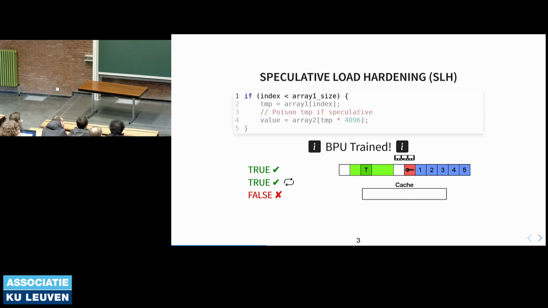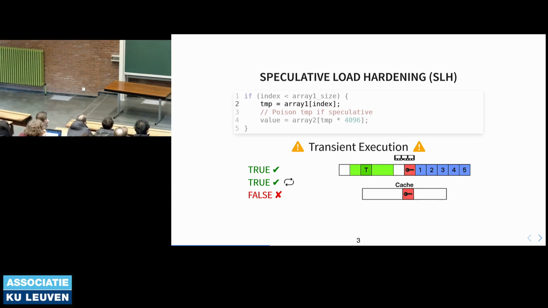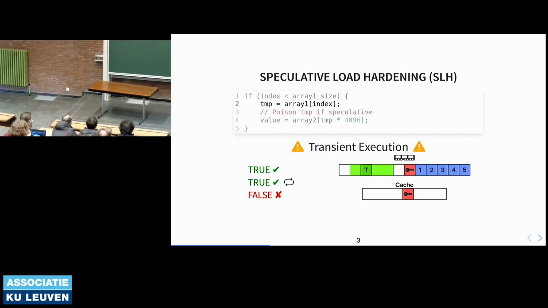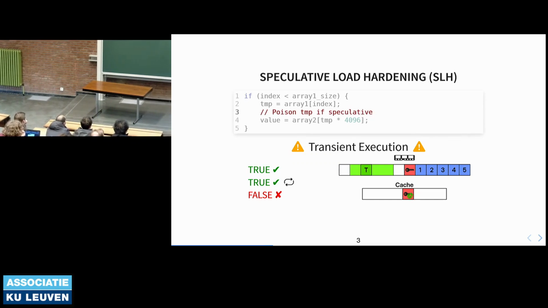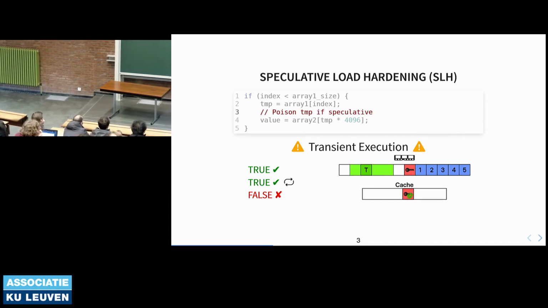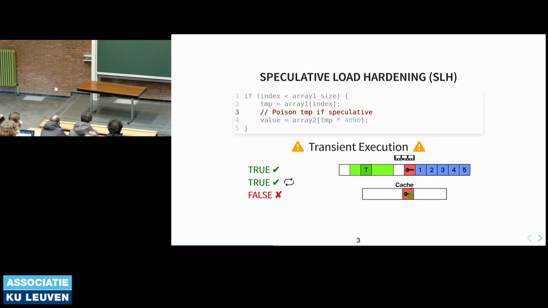And now it gets a bit different. When we have an index that's no longer in bounds, then of course we still bypass the condition. Speculative load hardening does not prevent transient execution. This means we still use the BPU prediction, we enter transient execution, and we also load this temporary value from array 1, so the secret still gets cached. But now something special happens. Because we're now in transient execution, SLH essentially redirects this loaded value to some mundane deterministic value. This is what we call poisoning the value.